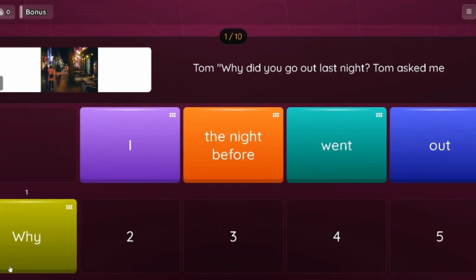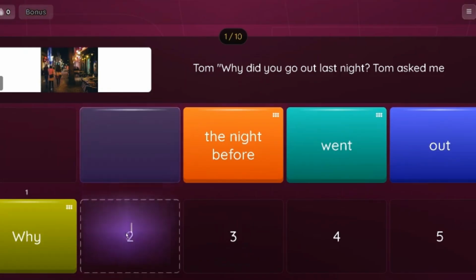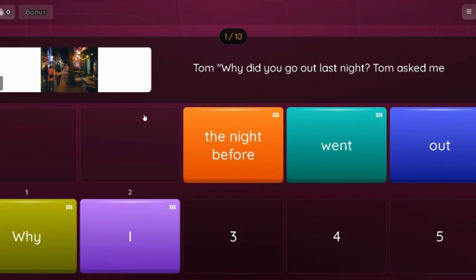Why I... Why want I? It's as if I'm answering the question. Present or past? Did you go? It's a question form. It's a question for past. Past, excellent. If I'm changing from direct to indirect, how can I change?